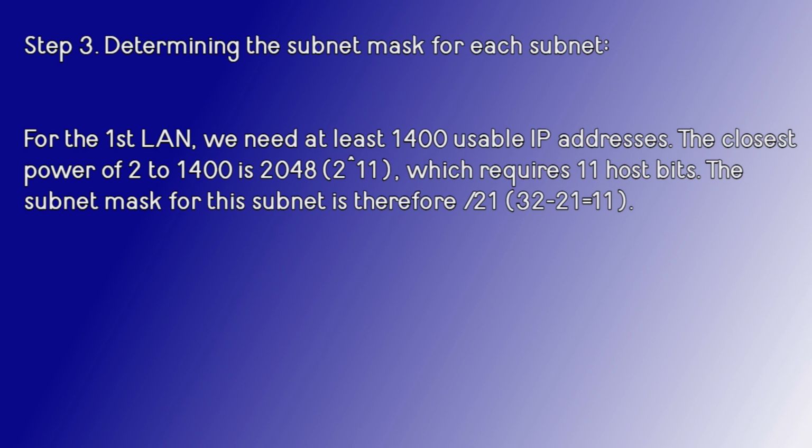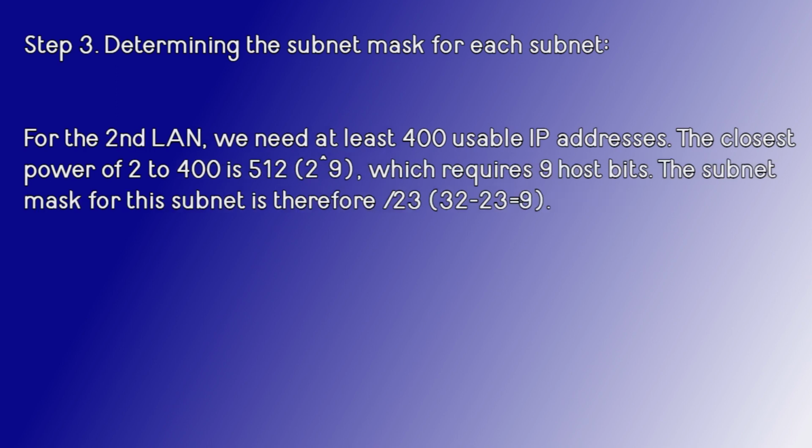For the first LAN, we need at least 1400 usable IP addresses. The closest power of 2 to 1400 is 2048, 2 to the power of 11, which requires 11 host bits. The subnet mask for this subnet is therefore /21, 32 minus 21 equals 11. For the second LAN, we need at least 400 usable IP addresses. The closest power of 2 to 400 is 512, 2 to the power of 9, which requires 9 host bits. The subnet mask for this subnet is therefore /23, 32 minus 23 equals 9.